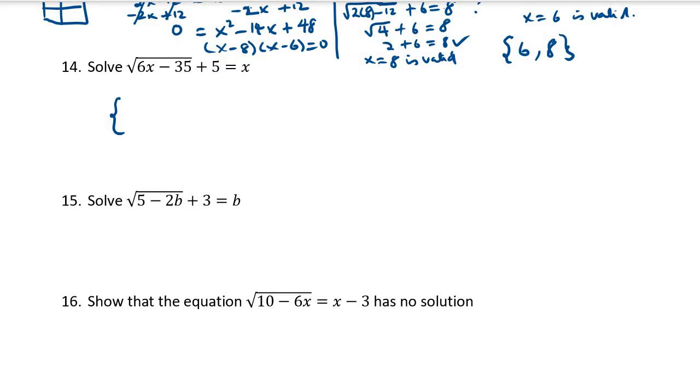Okay, x is going to be, if you do it correctly, 10 or 6. So 10 or 6. You try it for yourself, okay? Number 15.